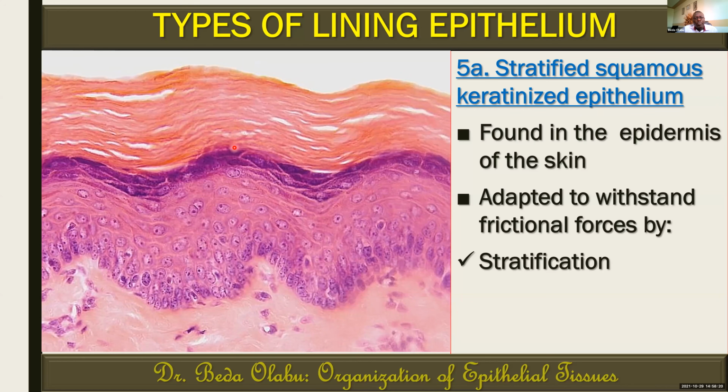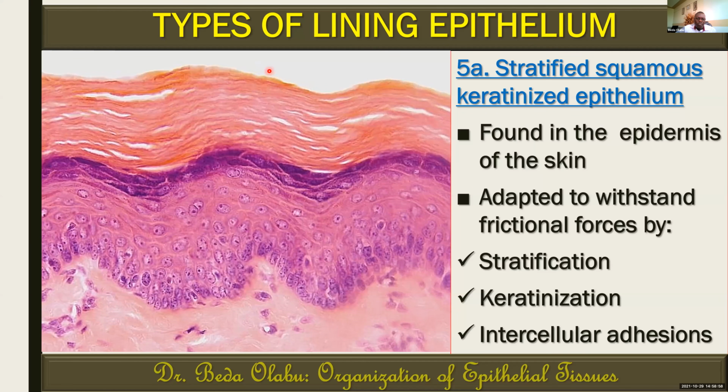Now, this epithelium is adapted to withstand friction based on some parameters. One is the stratification. The number of layers of cells in stratified squamous epithelium is usually unbelievable. You may have even over 10 cell layers. So different layers of cells, stratified. Then keratinization. There's a thick keratin layer that is on top of the cells, helping to withstand friction.